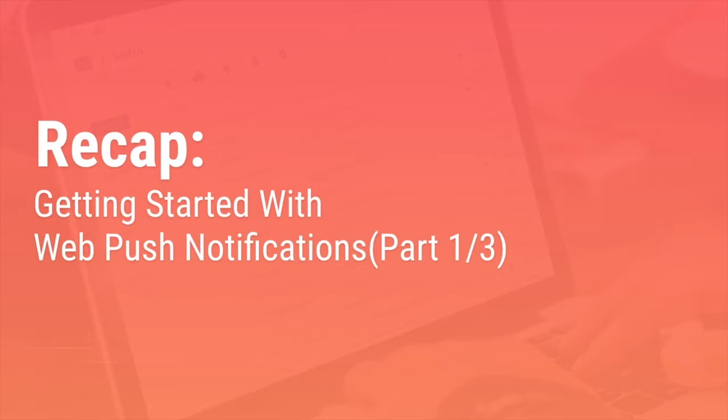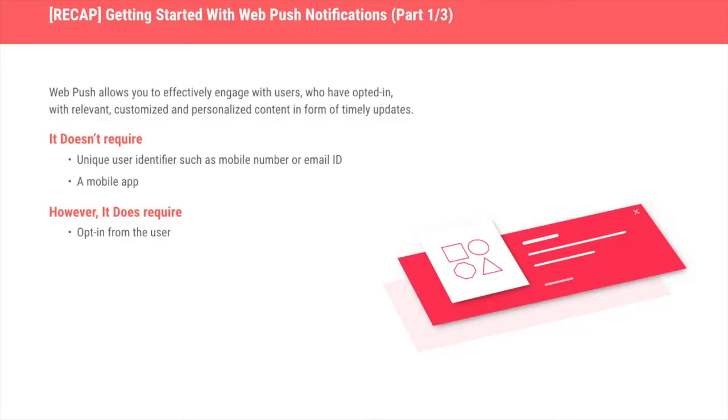Before we begin, this is part 2 of our web push series. Session 1 of this series covered the basics. What is a web push notification? It's effectively an engagement channel where you can engage with users who have opted in with some relevant message which you can personalize and customize to them. And it does not require a mobile app. You don't need to have a mobile app to reach these users on this push notification channel.